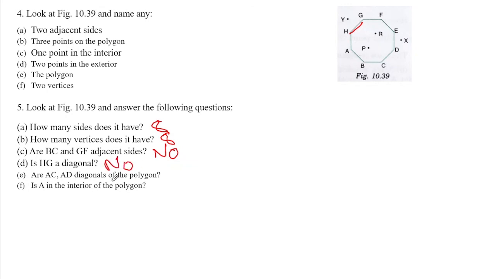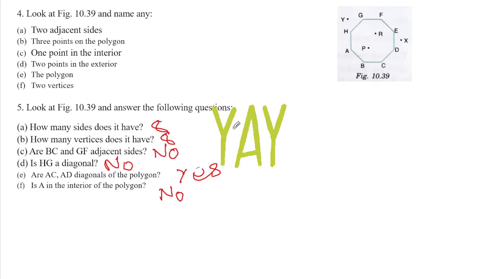Are AC and AD diagonals of the polygon? AC and AD. So, yes, they are diagonals of the polygon. So the answer is yes. Is A in the interior of the polygon? No. A is on the polygon. And with this, we have completed exercise 10.2.